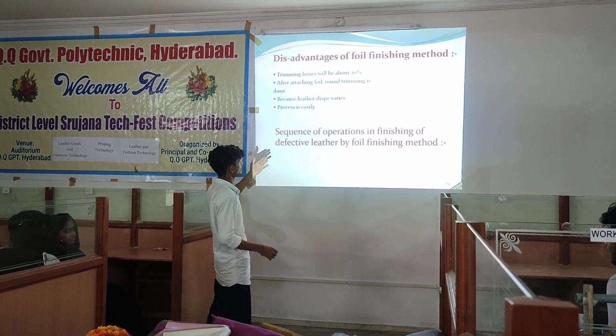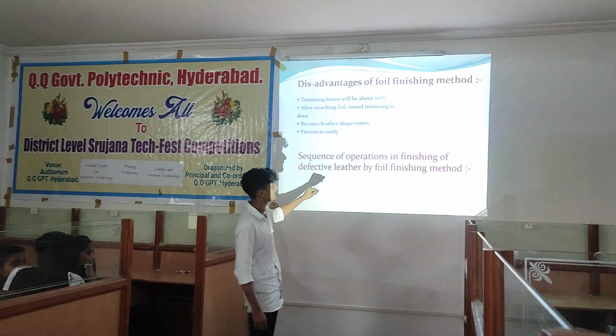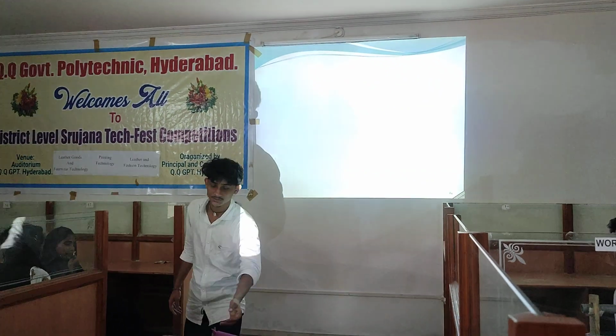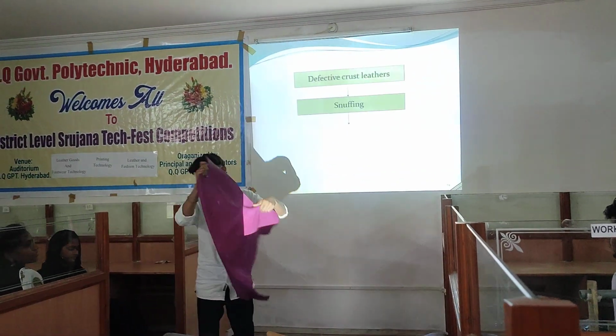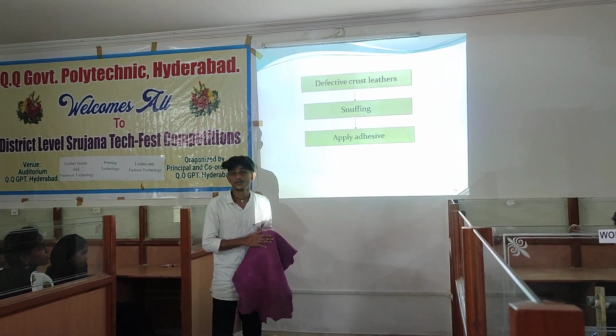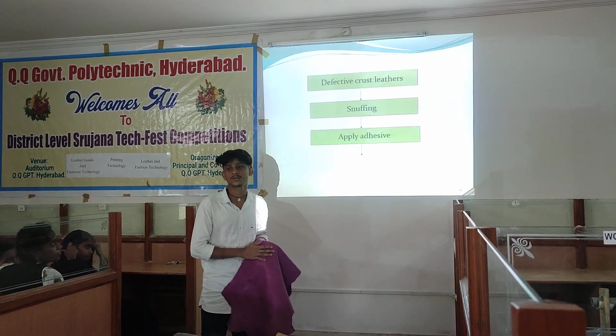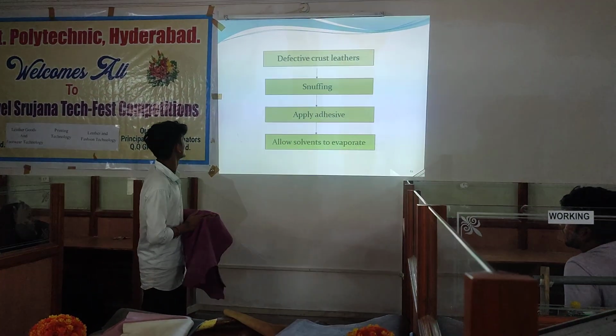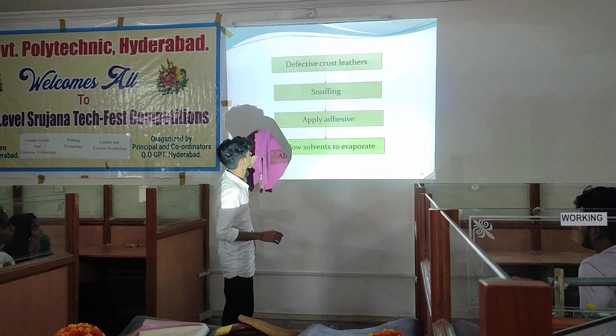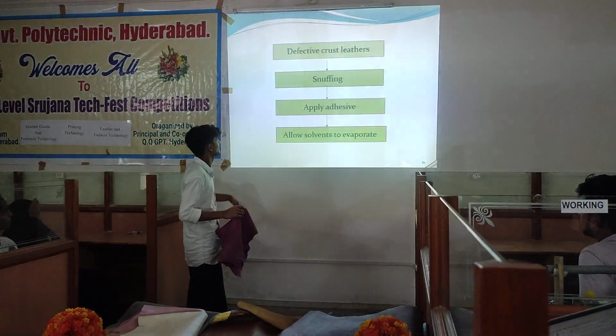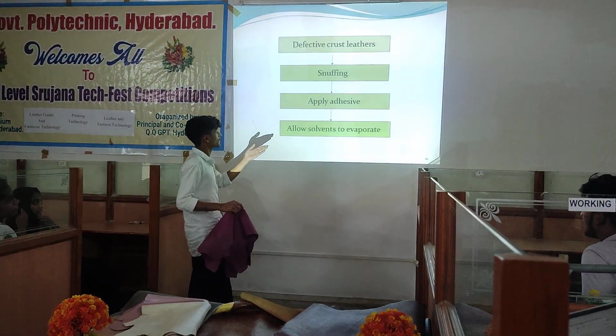Here you can see the sequence of operations in finishing of defective leather by the foil finishing method. Previously I showed this, which is called defective crushed leather. By this we can change this defective crushed leather into foil finished leather. Here we can see the sequence of the foil finishing: defective crushed leather, buffing, apply adhesive, allow solvents to evaporate.